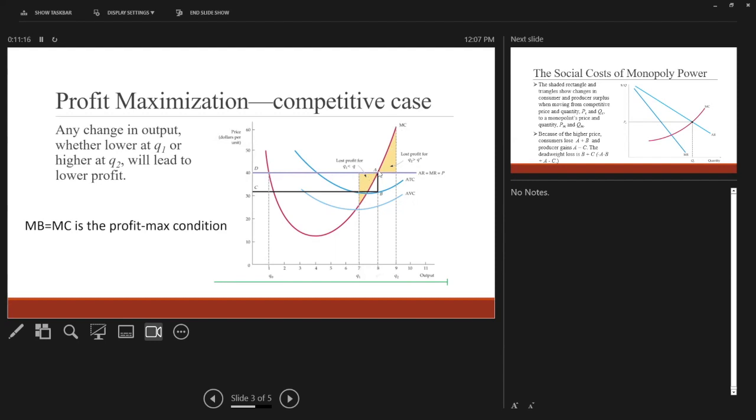So as you can see, if you're to the left or to the right of the intersection point where marginal revenue equals marginal cost, it's not the best decision. The best decision, which is the profit maximization decision, is that marginal revenue just equals marginal cost.